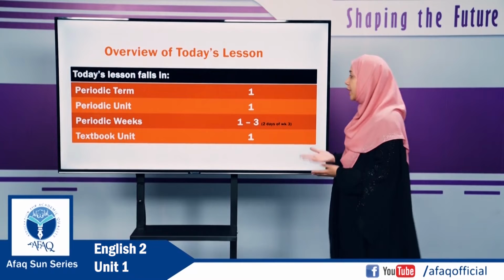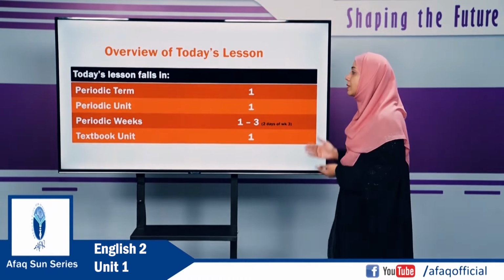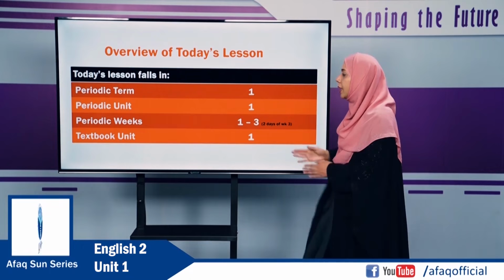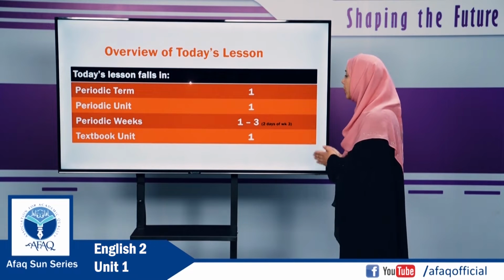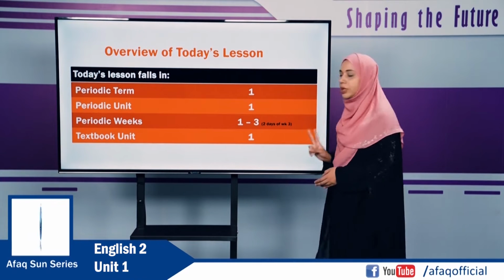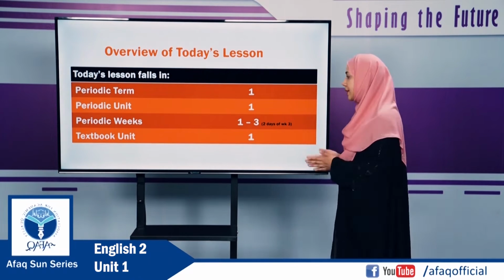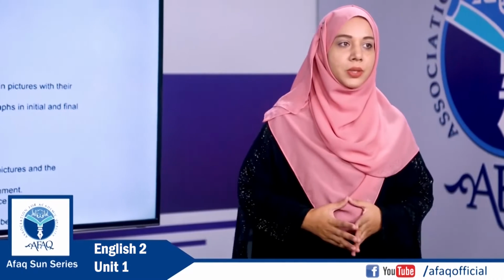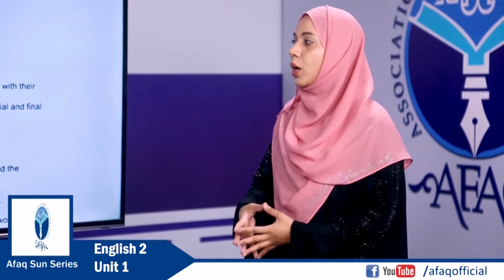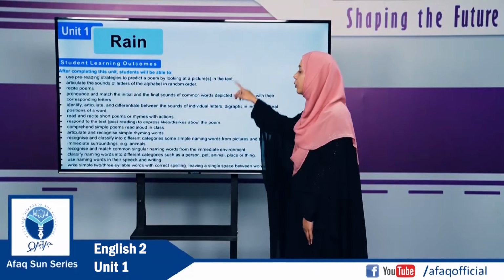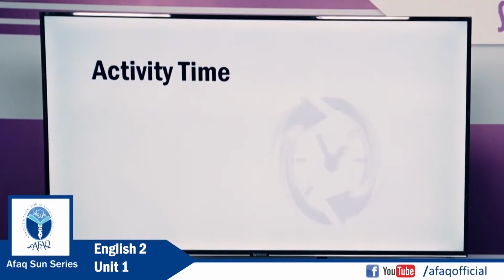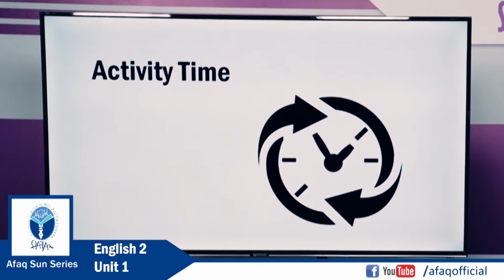Before we start our lecture, I want to tell you that this lesson falls in the periodic term 1 of Unit 1, and it will be covered in periodic weeks 1 to 3. Only 2 days of week 3 will be covered in this lesson, and we will study textbook unit number 1. Yes children, so the title of Unit 1 is Rain, and there are 14 SLOs to be covered in this lesson. Now it is activity time.